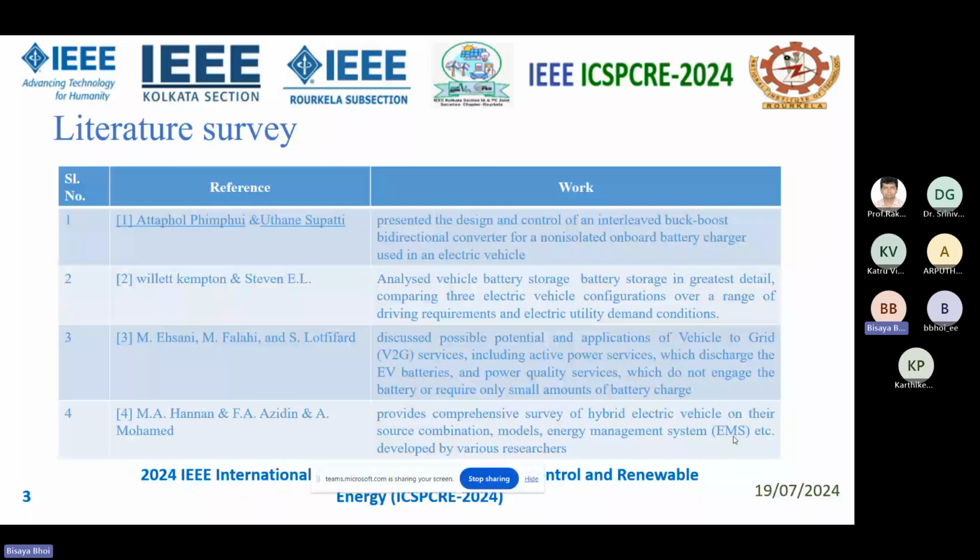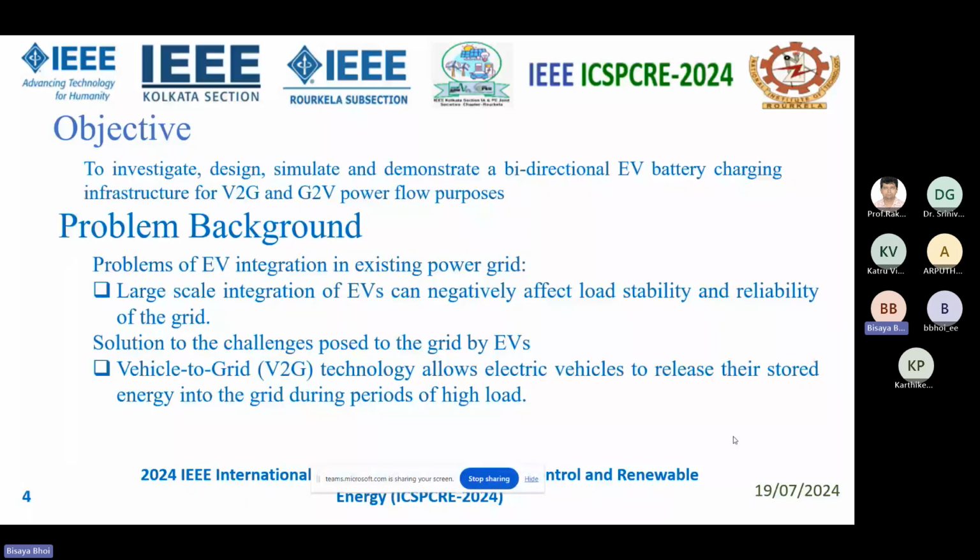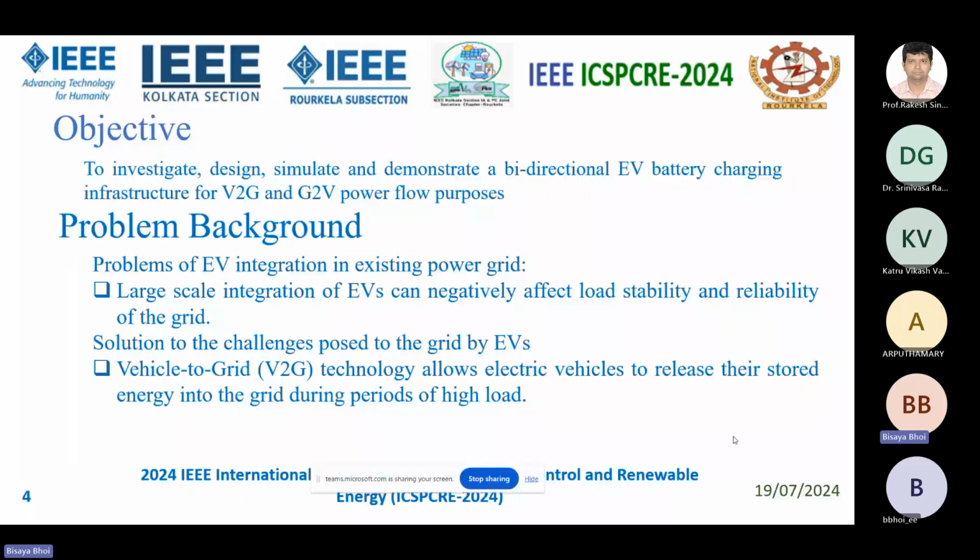The fourth reference provides a comprehensive survey of hybrid electric vehicle source combination models and energy management systems developed by various researchers. My objective is to investigate, design, simulate, and demonstrate the bidirectional EV battery charging infrastructure for V2G and G2V power flow. The problem is that large-scale integration of EVs can negatively affect the load stability and reliability of the grid.